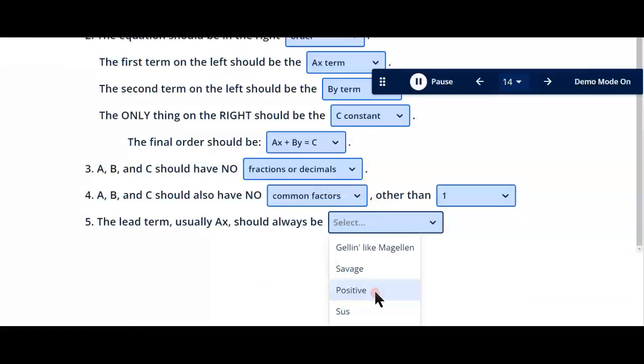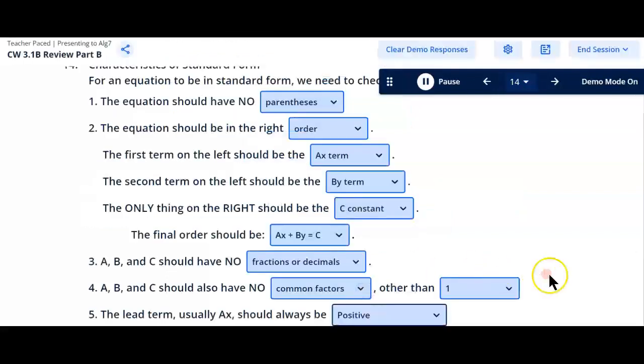I'm not sure why I went with 5 different options there. I think I put this thing together about 4 a.m. So there we go. I was getting a little punchy here. Okay. Should always be positive. Good.